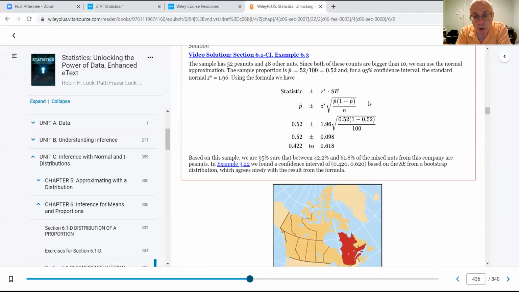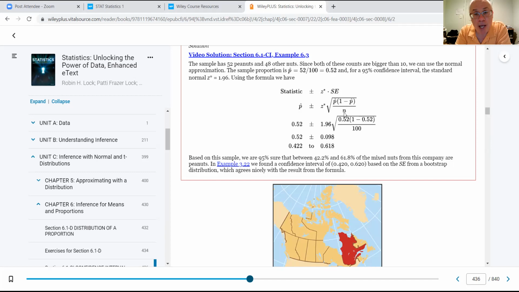It should be clear, hopefully, that if the level of confidence gets bigger, z gets bigger. That means this whole margin of error gets bigger. And when we subtract that bigger term from p hat, we're going to get a smaller number on the left endpoint. And when we add a bigger number to the right, we're going to get a larger right endpoint. And that makes the confidence interval wider.